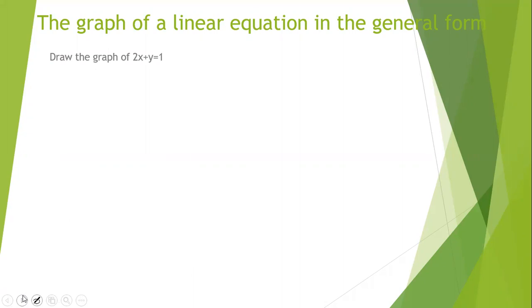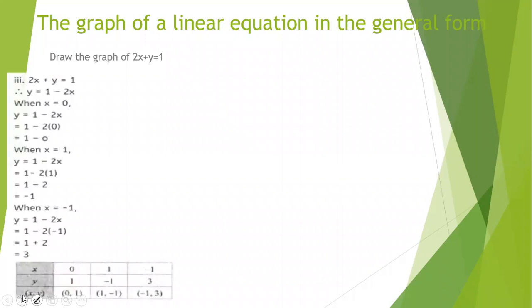Now, how we will draw the graph? So first, we will assume any value for x. And we will find the corresponding value of y. So like this, we will assume the value for x. You can assume any value for x and we have to find the corresponding value of y. And after solving that, we are going to plot the points on a graph paper. So let's start with the sum.